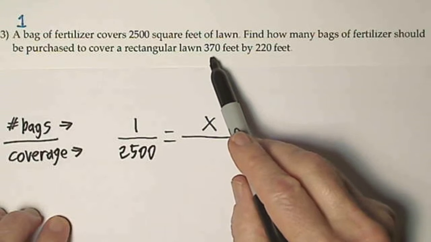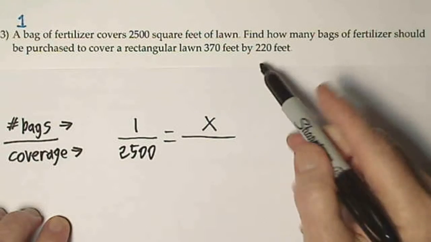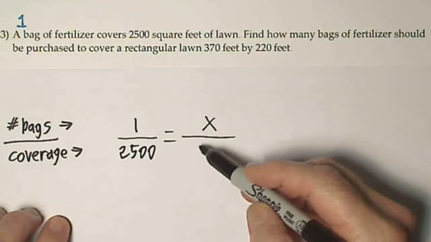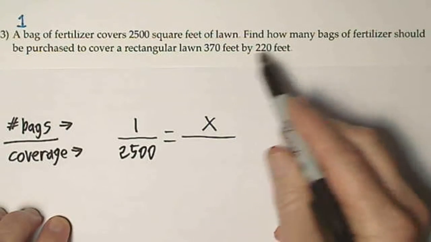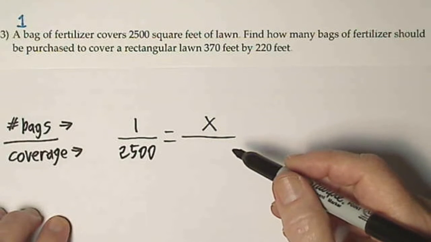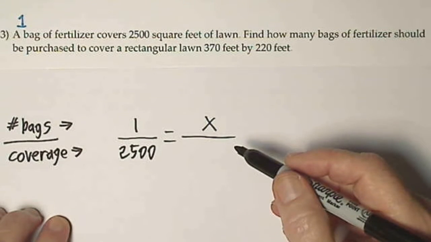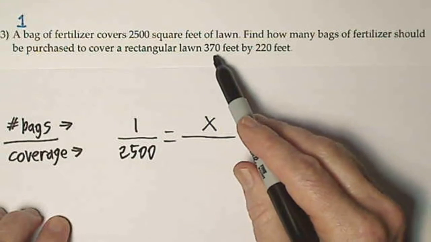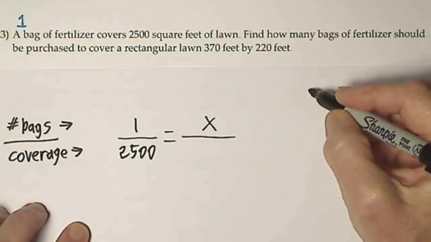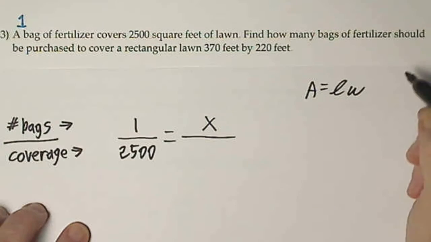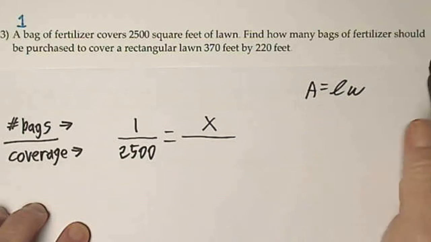A rectangular lawn 370 feet by 220 feet. I want the square footage here. I don't want to put these two numbers. There is a cool trick though. In order to find the area, I would multiply length times width, so I would multiply these two numbers.